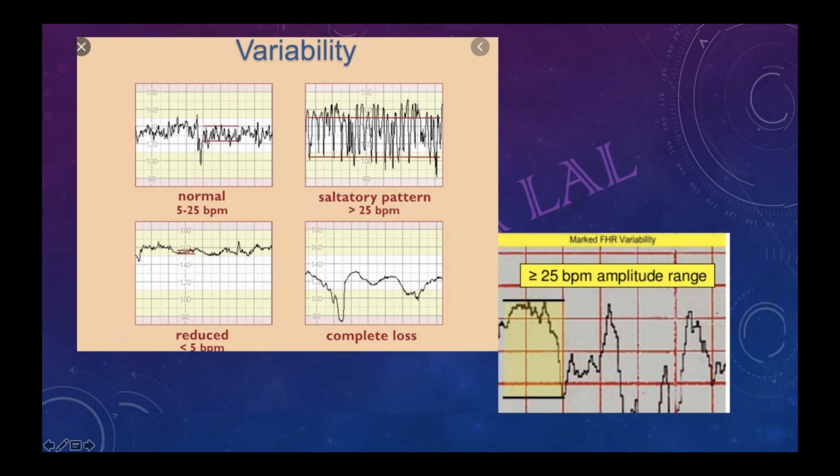Variability is these oscillations. You see there is no oscillation here, no oscillation here, no oscillation here, so there is no variability. So this is very bad. This way, calculation of variability is done.